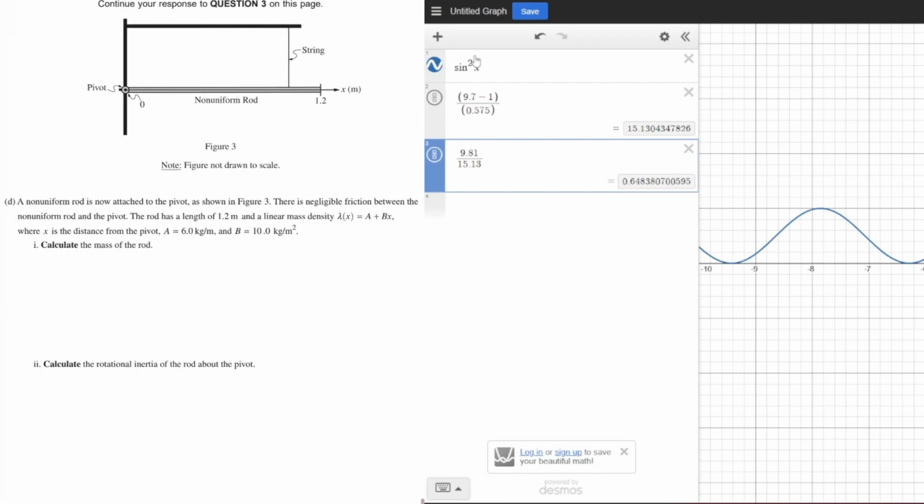Okay. Next question. A non-uniform rod is now attached to the pivot, as shown in figure 3. There is negligible friction between the non-uniform rod and the pivot.